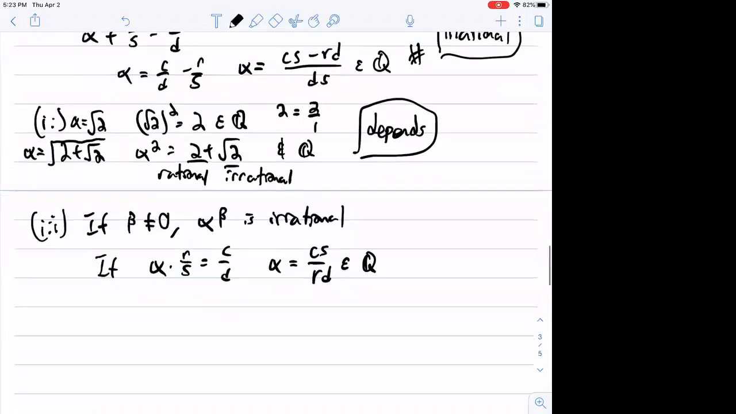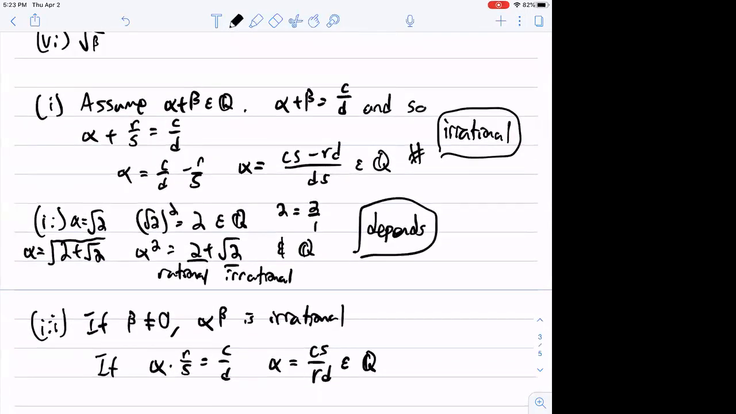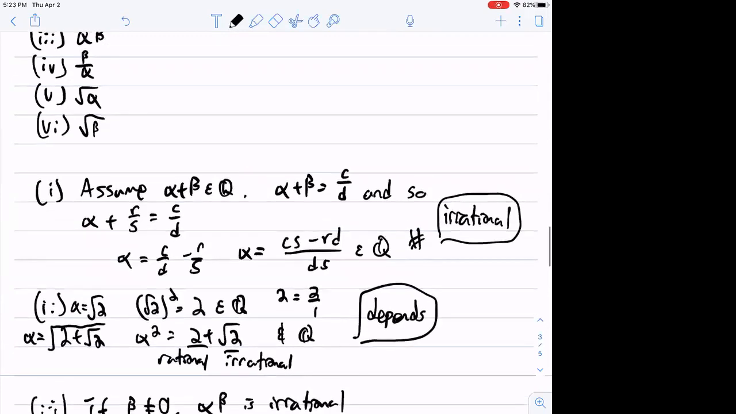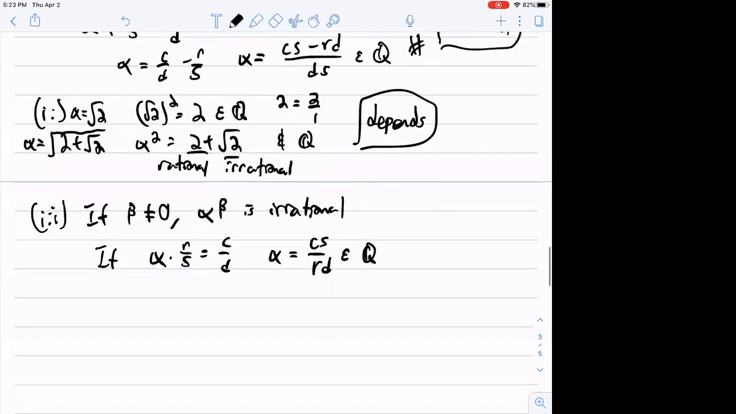So basically, maybe it'll be faster to just prove all of these and then use it on your homework instead of using the rational zero theorem. But I don't know which way is faster. It depends how many homework questions you have on this section. So part 3, the answer here is, if beta is 0, well, alpha times beta is 0, so rational.